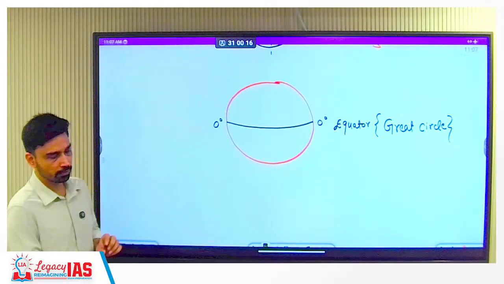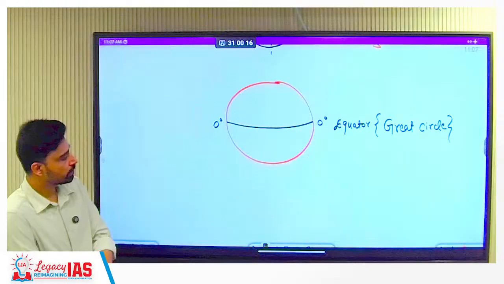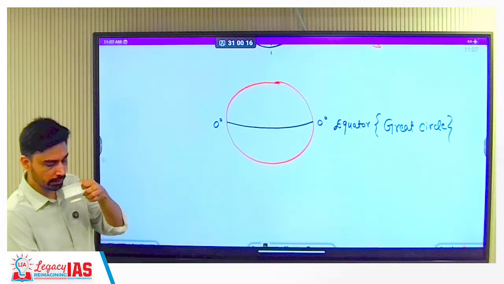So we can now start from here. 0 degree, important latitude. So the first important one is 0 degree. 0 degree, that is the equator.